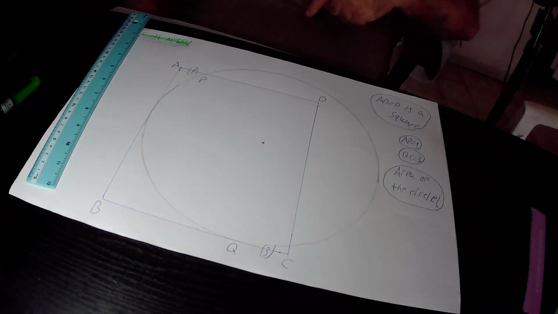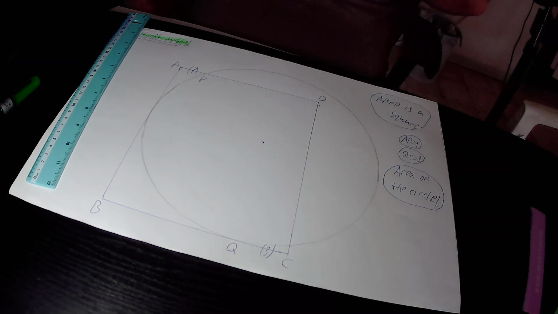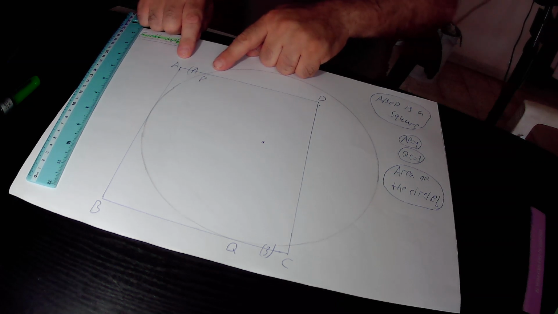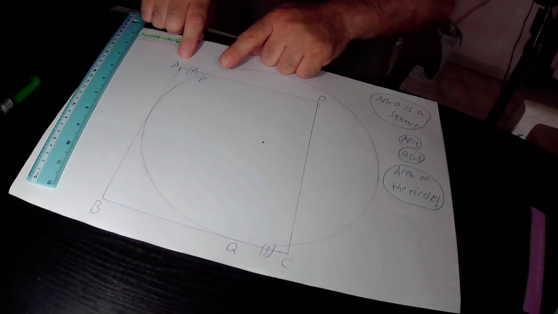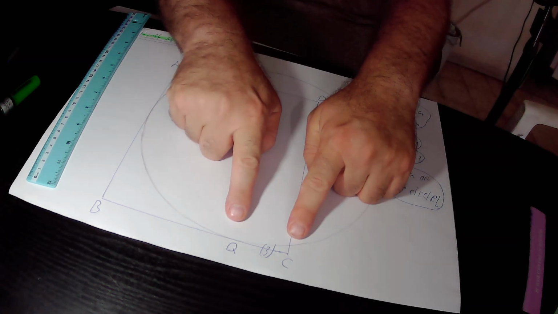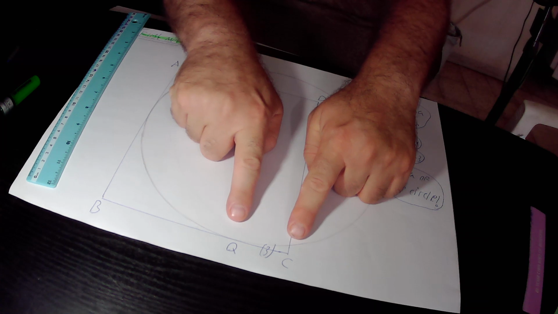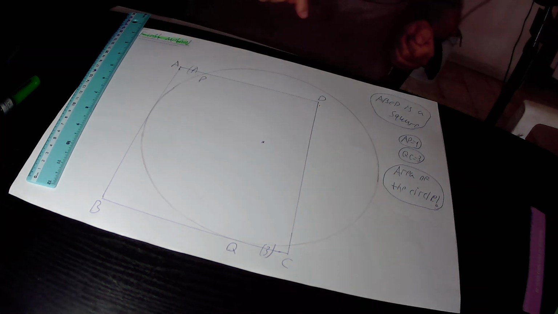Hello, in this lecture we find out the area of a circle using two different methods. In the drawing we have a circle and also square ABCD. This is line segment AP, which is equal to 1 unit in length. This is line segment QC, which is equal to 4 units in length. Again, our mission is to find the area of this circle.